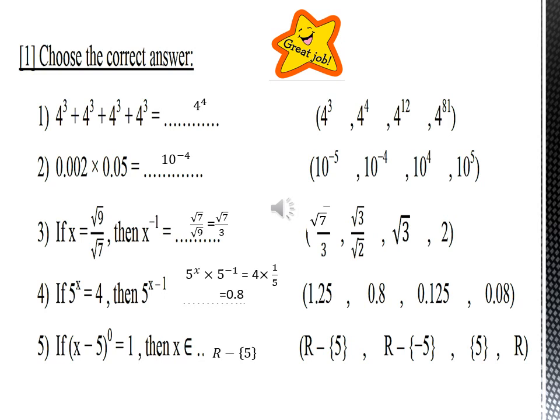We know that x minus 5 to the power 0 equals 1. So that means x is an element of the real numbers except 5, because if we make 5 minus 5, it becomes 0 to the power 0, which is not defined.